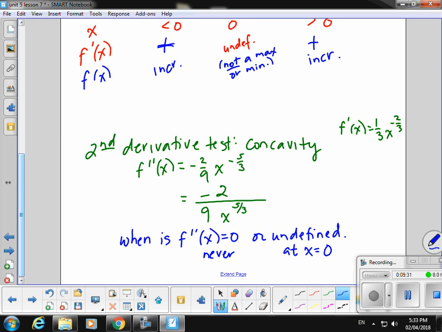So I'm just going to add to my chart here. I love my chart. F double prime of x. You could do all lines around it, make it beautiful. The point of inflection, because my second derivative is undefined.